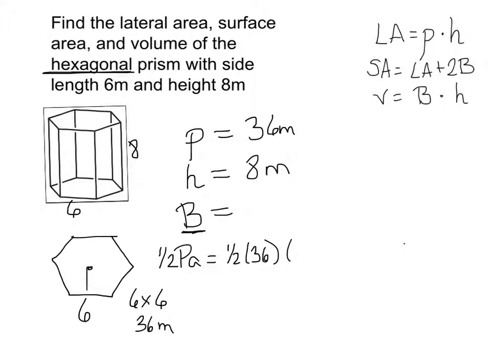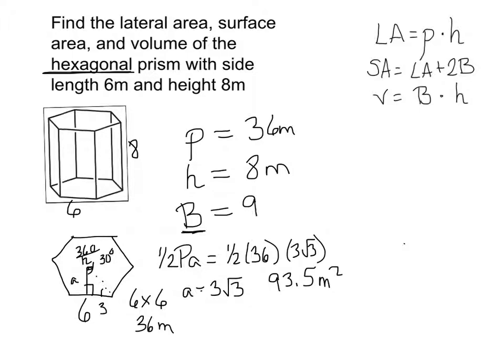Remember, the apothem's from the center of the hexagon to a 90-degree angle. So for a hexagon, this central angle is going to be 360 divided by twice the number of sides, so divided by 12. It's going to be a 30-degree angle. So to find my apothem, the apothem is the side opposite the 60-degree angle, so the apothem is going to be 3 square root of 3. So then when I solve for the area of the base, I'm going to have 93.5 meters squared. Just rounding it off right there.